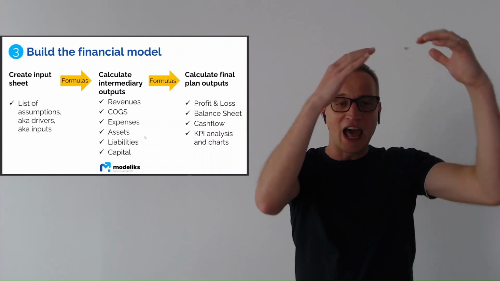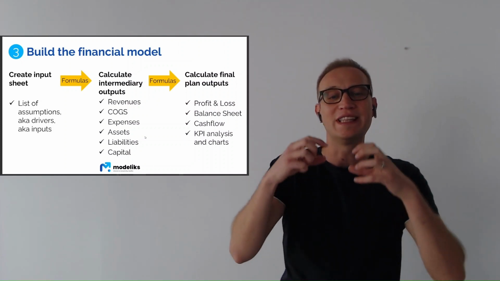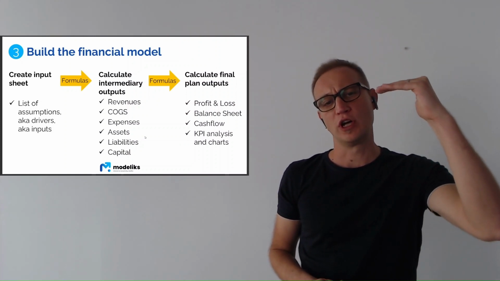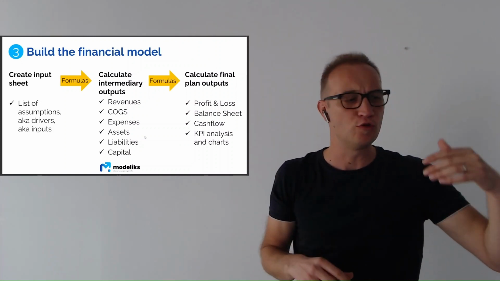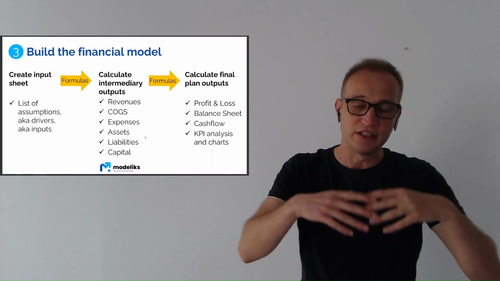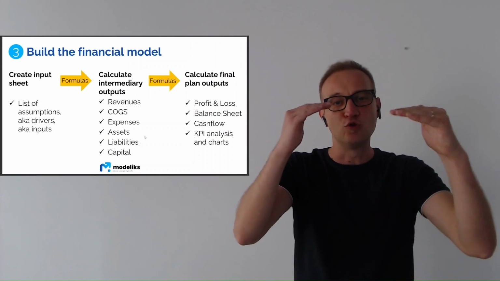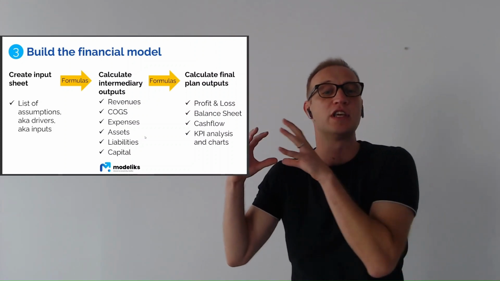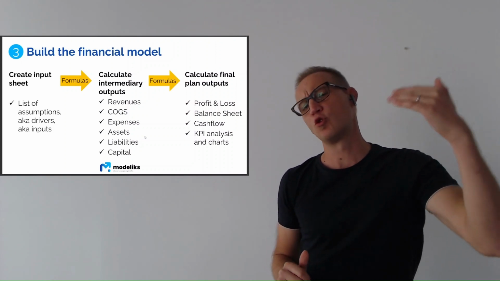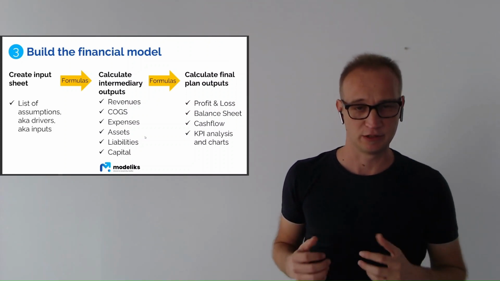Step number 2, once you have the input sheet, is to calculate the intermediary outputs. These are your revenues. How do you calculate each revenue? Is it number of units sold times prices? Is it a different calculation? So you need to do all the formulas in order to calculate your intermediary outputs. So your revenues, cost of goods sold, expenses, assets, liabilities, capital.